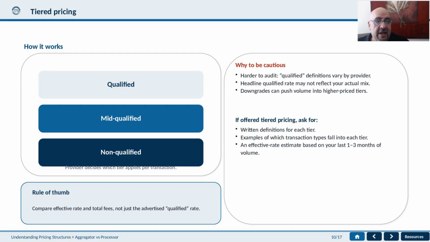Why am I not getting that category? It's because of the cards you're taking. It's always based on the card type. Written different for each tier. Example of which transaction types fall into each tier, and an effective rate established based on your first 2 to 3 months volume. I'm not sure if you guys know what an effective rate is or how to do the math, but I will talk more about that as we move along.